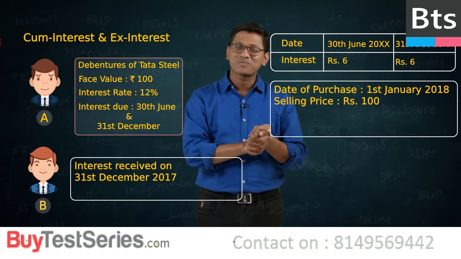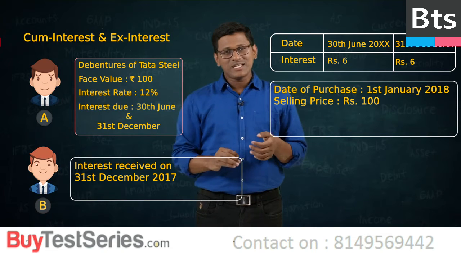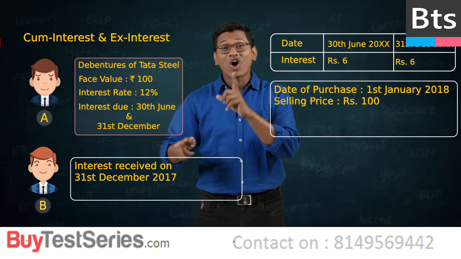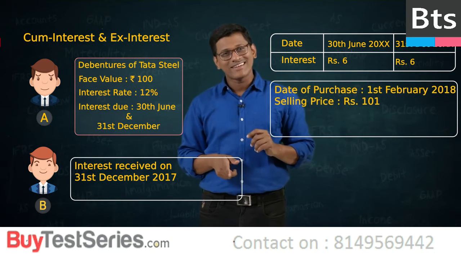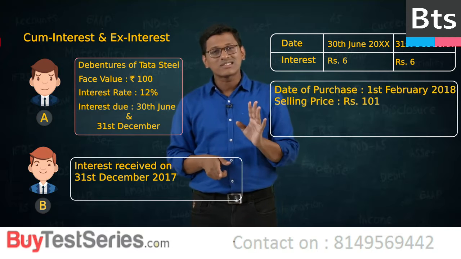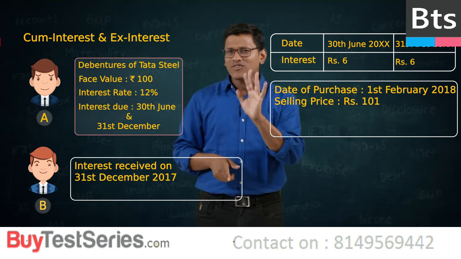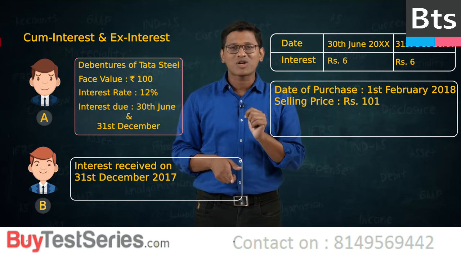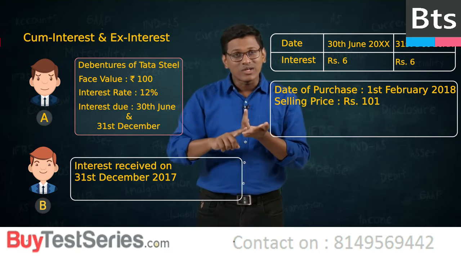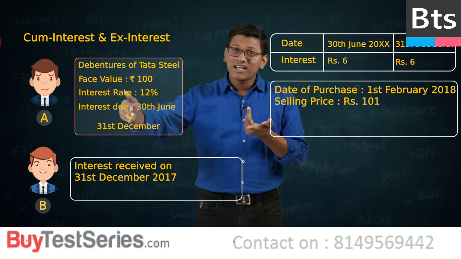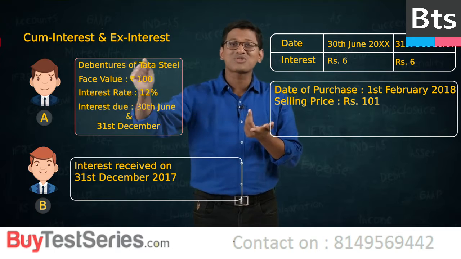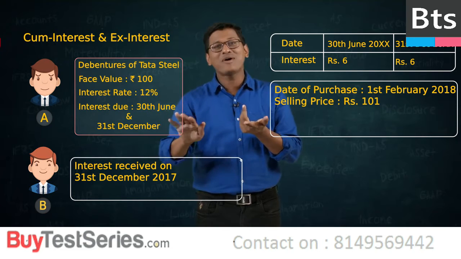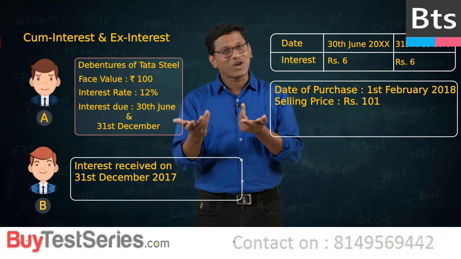Now listen carefully, friends. You are purchasing the same debenture from your friend not on 1st Jan, but on 1st February 2018, say at the same 101 rupees. If your friend is selling it at 101 rupees to you, is that person still making profit? No, that person is not making profit. Why? Actually, that person received last interest on 31st December 2017. For the month of January, interest is earned by your friend. Earned but not yet received.